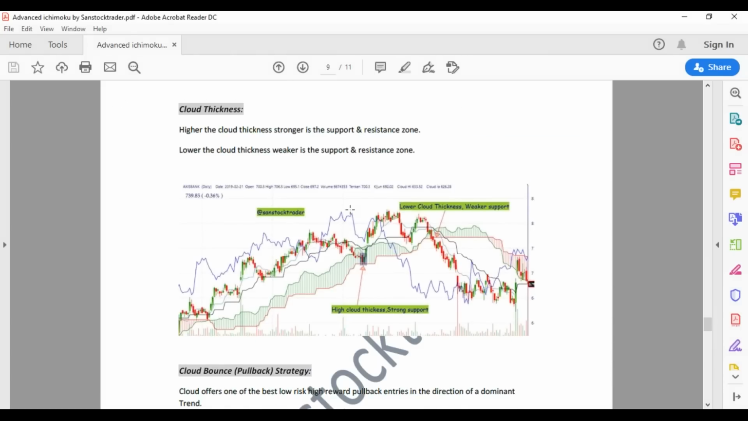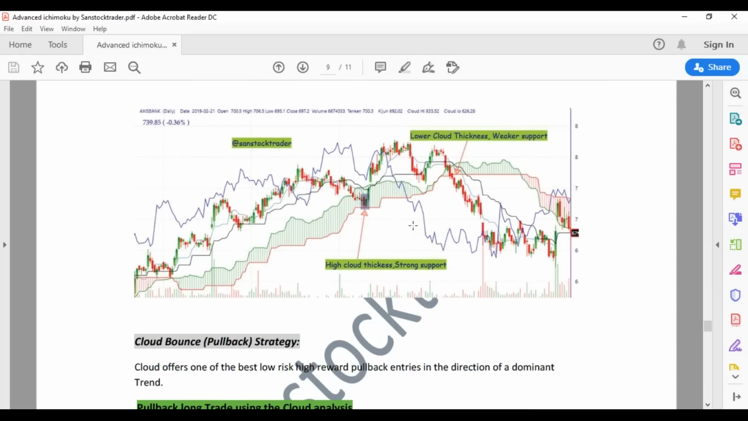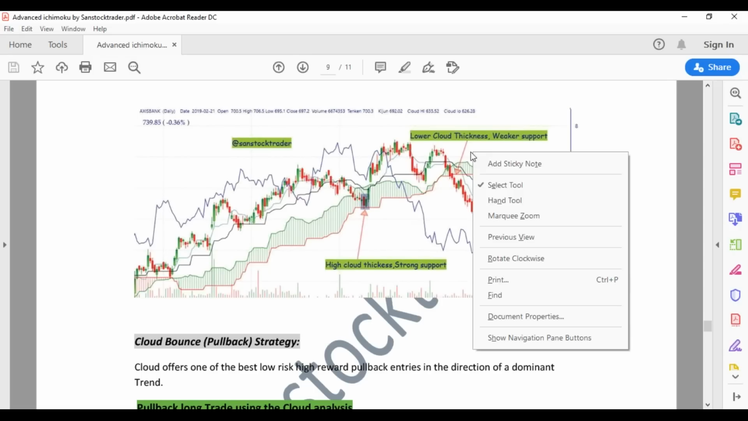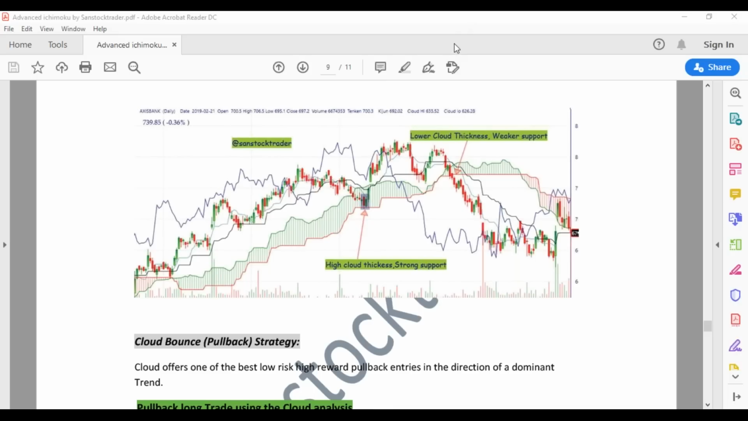The same way, as I said previously, the cloud thickness plays a really good role in identifying the strength of the trend. When thickness is high, at this point the cloud thickness was very high, and see, price got respected very well and then bounced nicely from the cloud support. And we all know it bounced from Span B, and we all know what Span B is. Span B is nothing but the 50% Fibonacci level of the last 52 candles.